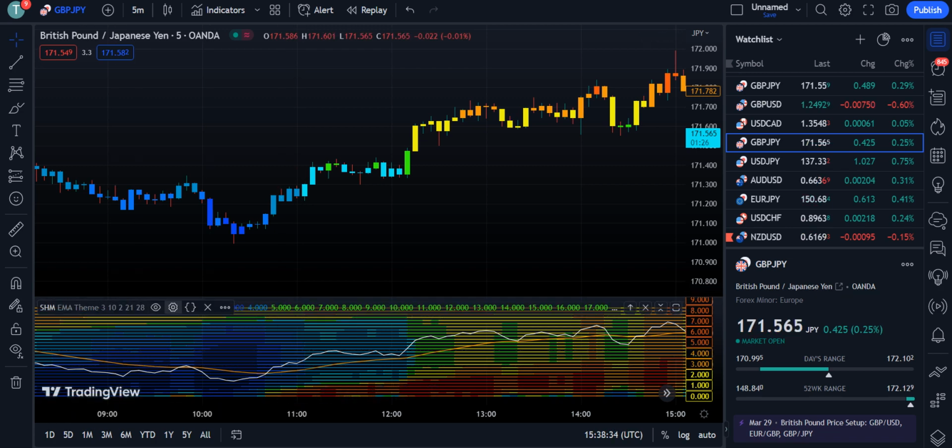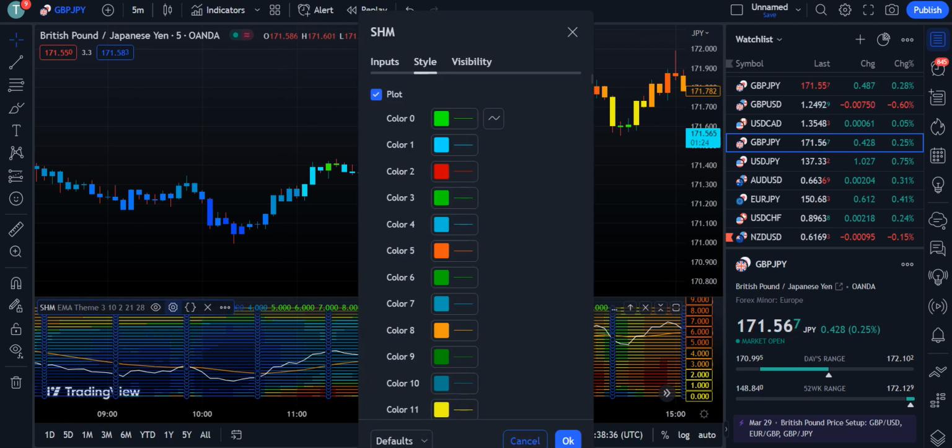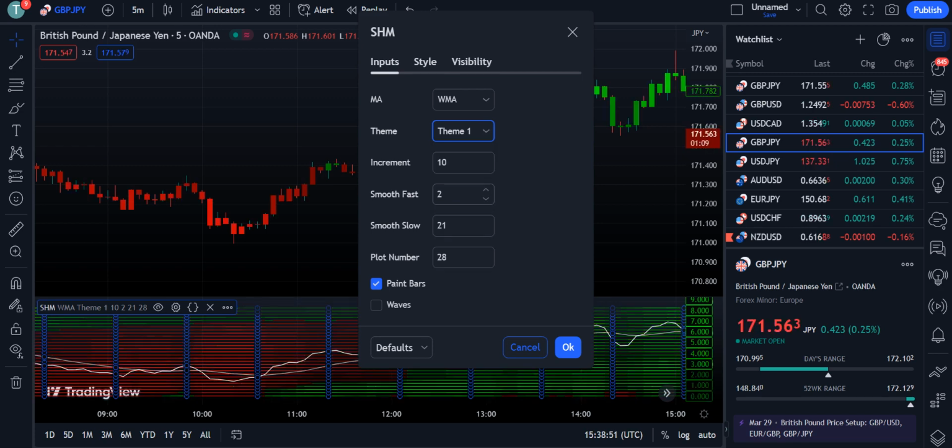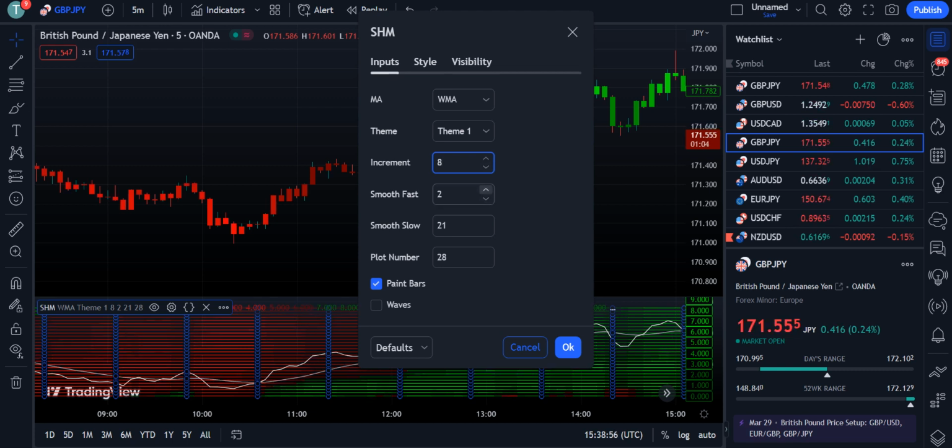Now go into the settings of this indicator, where you have to change a few things. The first thing is to change EMA to WMA. Change the theme from theme 3 to theme 1. The increment you have to change from 10 to 8. Smooth fast you have to change from 2 to 7. Smooth slow you have to change from 21 to 26. And plot number you have to change from 28 to 25.